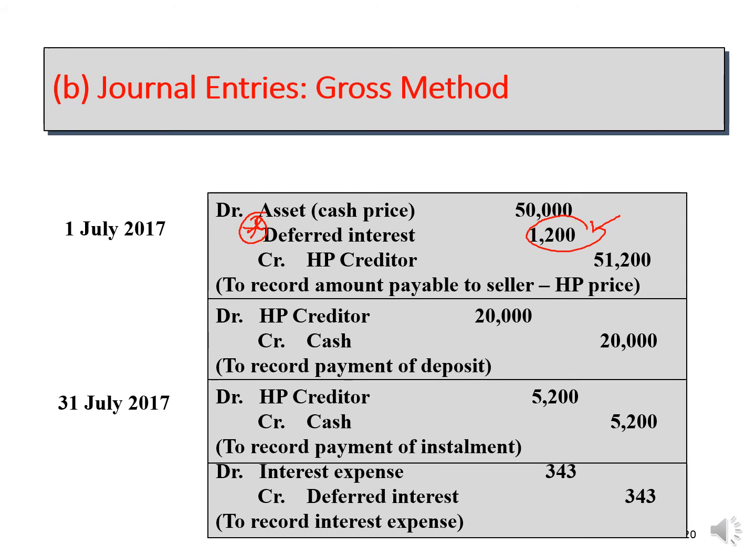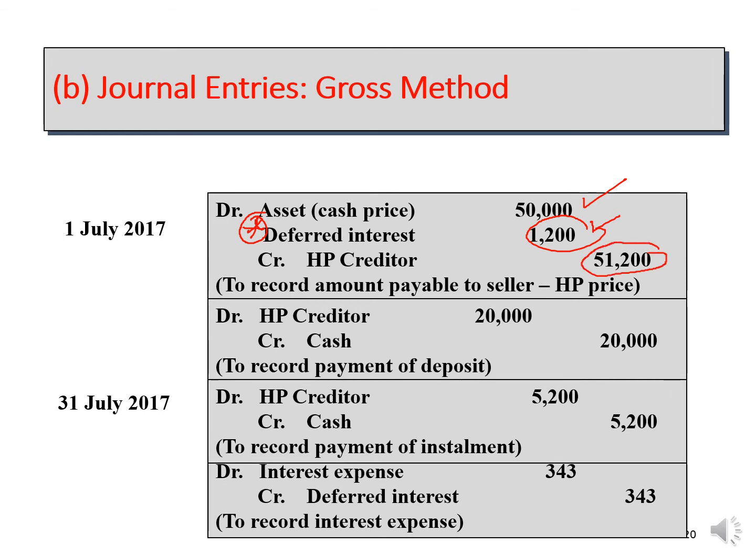Let's say on 1st July, when the hirer purchases the asset under the hire purchase agreement, the asset is in, so you debit the asset at cash price of 50,000. You debit the deferred interest of 1,200, and you credit your HP creditors at 51,200.